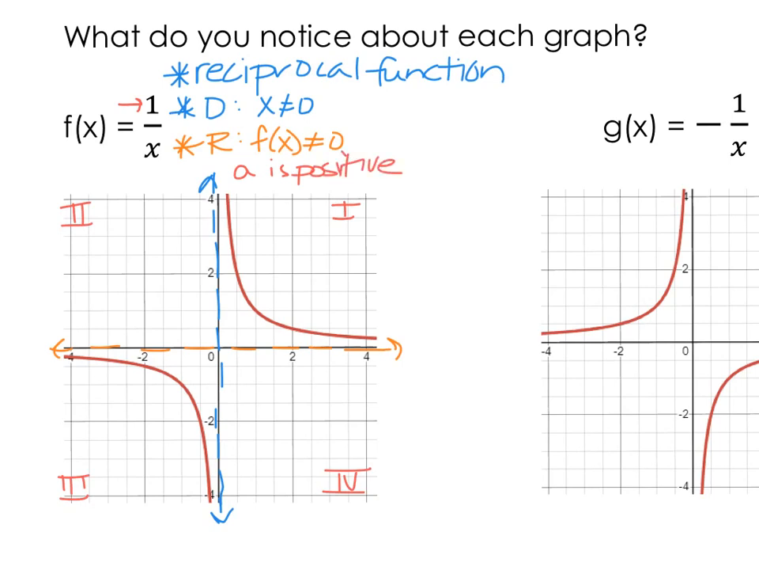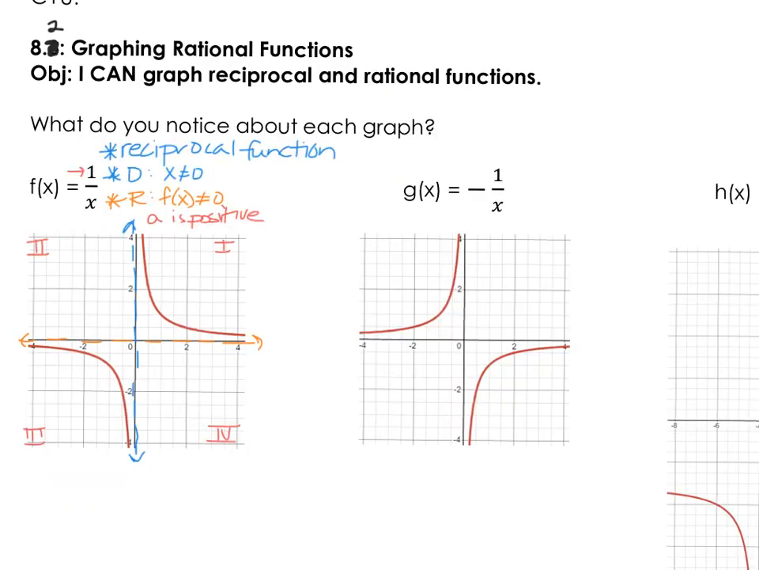Now as we look at the next graph over on the right-hand side, you'll notice a different location to the shape of that graph. If you change the coefficient out in front to be negative, I have g of x equals negative 1 over x. Now notice the location of the curves. It's in opposite quadrants. It's in quadrants 2 and 4. And that's because your a value is negative. So write that down.